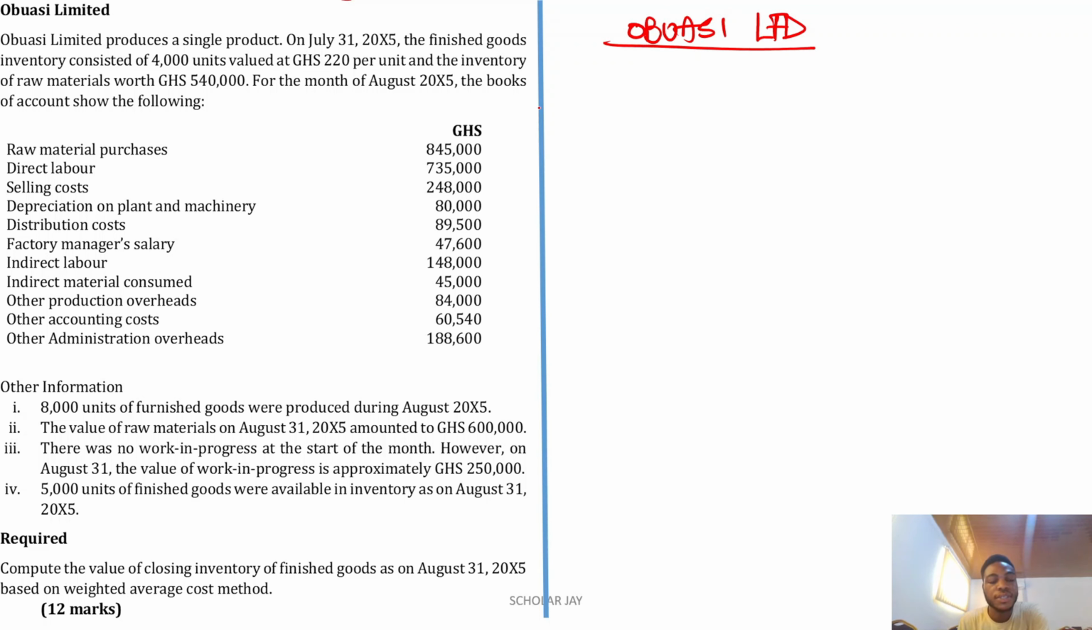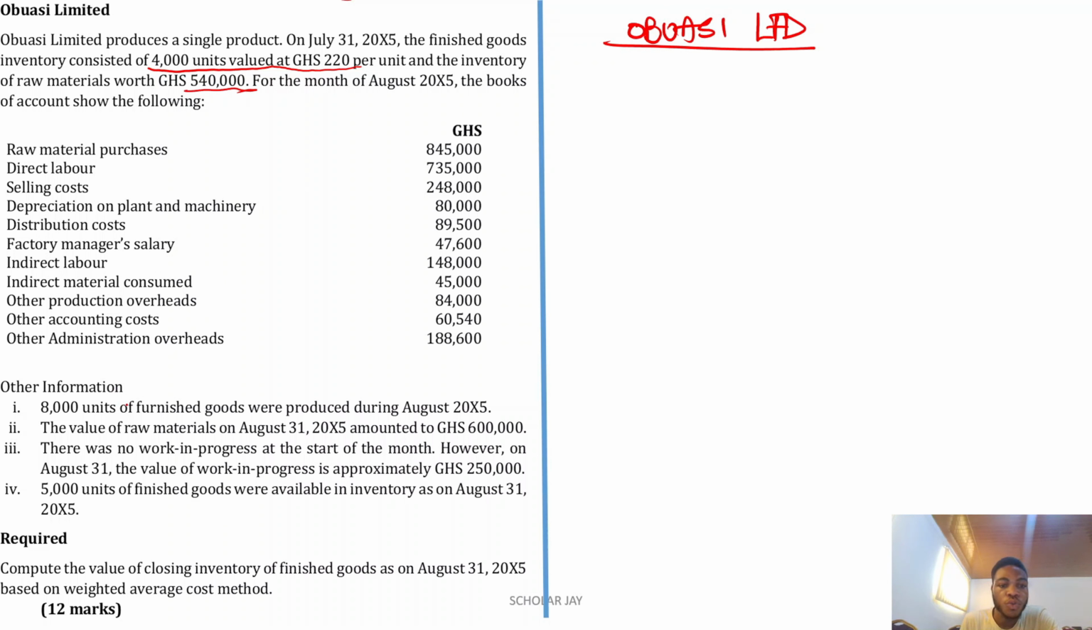Obuasi Limited produces a single product. On July 31st, 20X5, the finished goods inventory consisted of 4,000 units, valued at 220 per unit. And they've given us the inventory of raw materials as at the same date. For the month of August 20X5, the books of accounts show the following: raw material purchases, direct labor, selling cost, depreciation, and so on. Let's look at the other information.